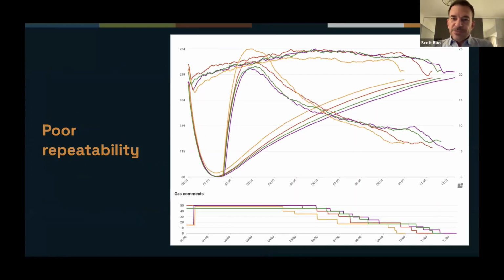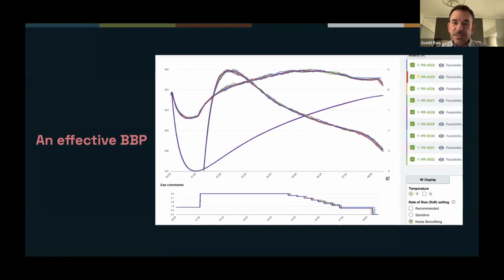So this is very common. This would be someone playing with settings and trying to find the sweet spot for a coffee and not really being sure what settings to use. And as you could see, the turning point at about 1.5 minutes is quite different in most of these. The arc of the roast curves is quite different. Some of that is due to the gas settings changing, and some of it is due to the BBP not being successful. But this is the goal.